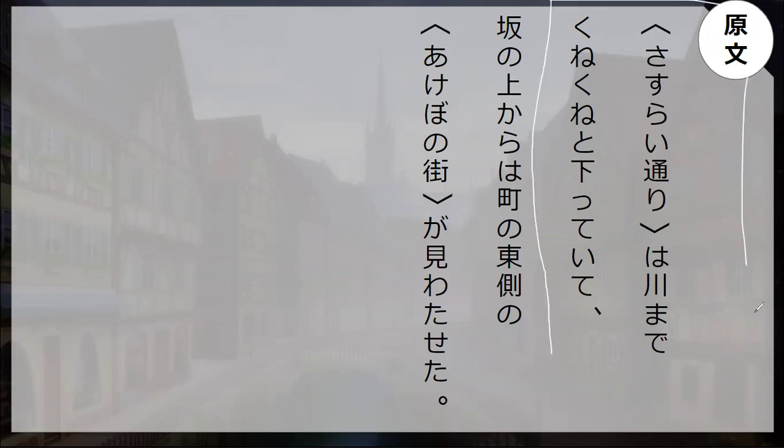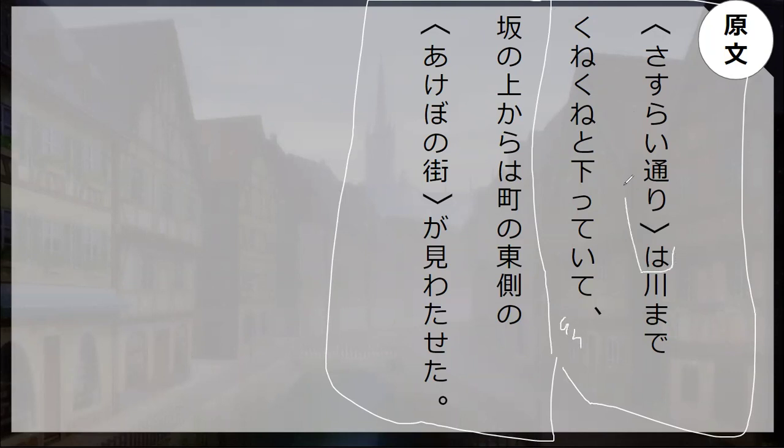Here it might be easier to get a nice English sentence by just doing a generic "and" in between. Our subject here is the Sasurai Street. What do we know about the Sasurai Street? He's saying that towards, not towards, it's made, meaning the destination. So the street is winding down to the river. And what else do we know about the location?